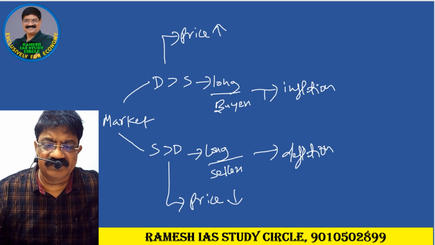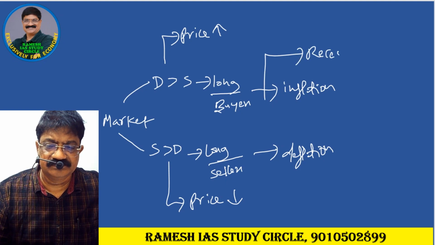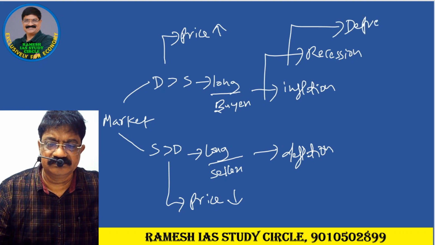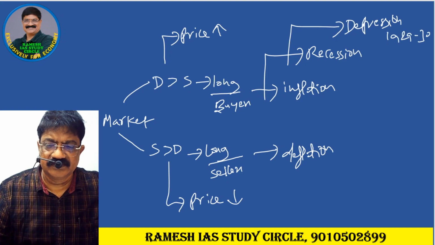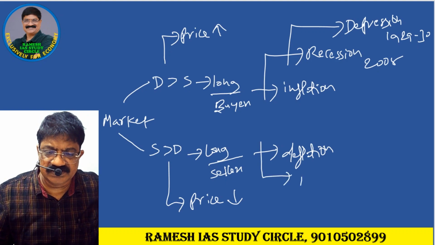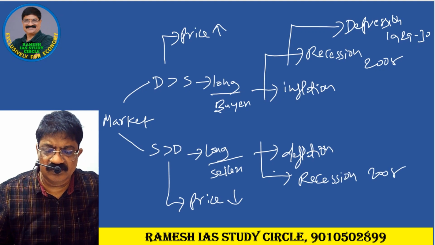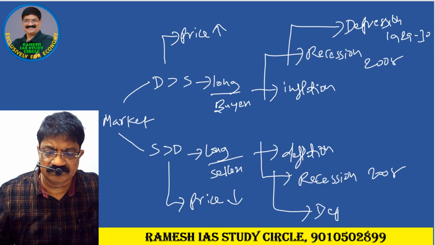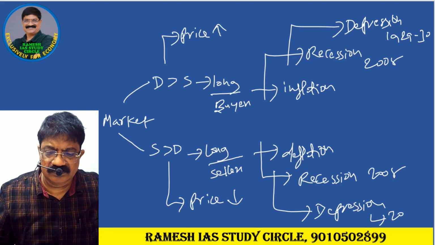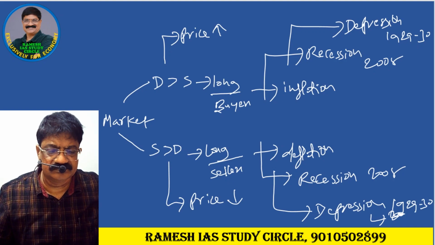If you don't control inflation, it leads to recession, and ultimately leads to depression. 1929, the 30s, 2008. And if you don't control deflation, it leads to recession. 2008. If you don't control recession, it leads to depression. The 1930s.